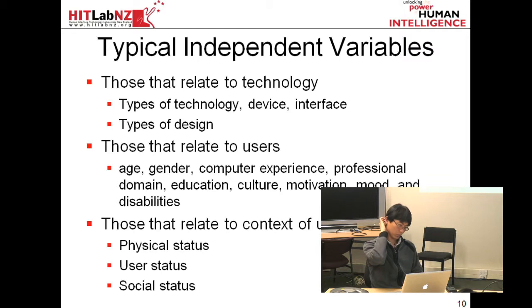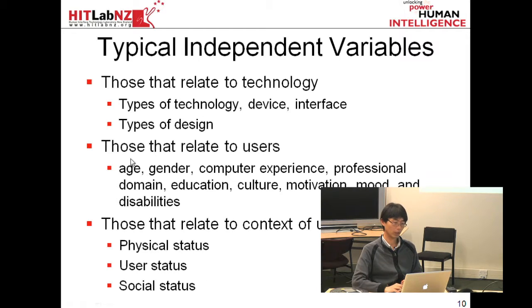So typical examples of independent variables, obviously type of interface is one of the typical independent variables that you most of the time want to include, since your study will be around your new interface design and you want to compare it with how people deal with the traditional method.